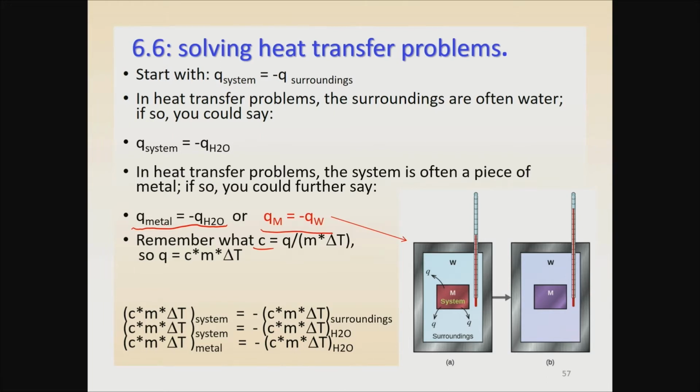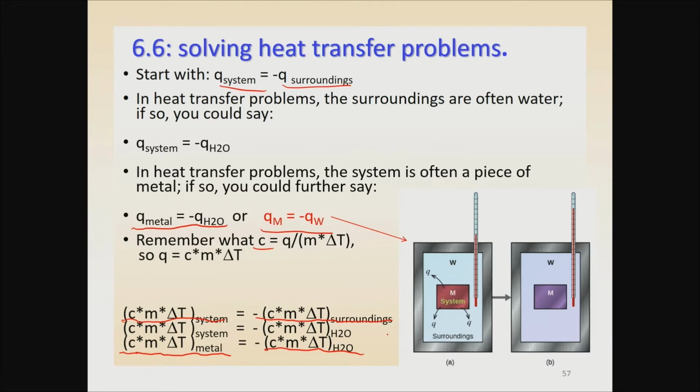So before, when we had Q of the system and negative Q of the surroundings, after substitution we have C times M times delta T of the system, and then negative C times M times delta T of the surroundings. Now, if we're looking specifically at a metal system and water surroundings, same deal. The system is the metal, so it's going to be C times M times delta T of the metal, equal to the negative of C times M times delta T of the water.